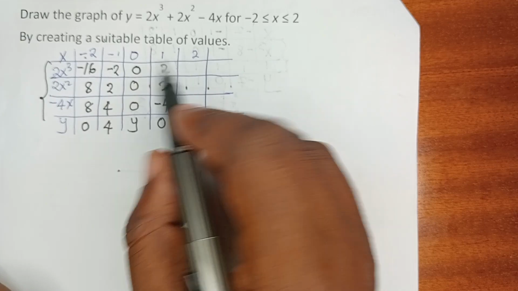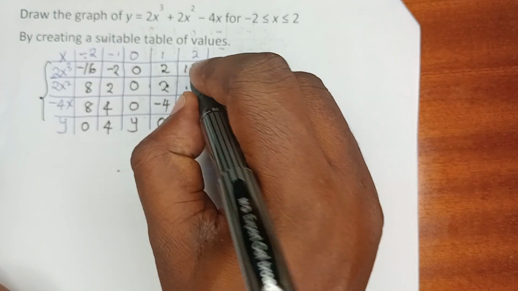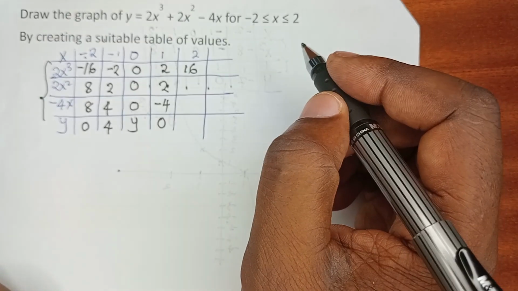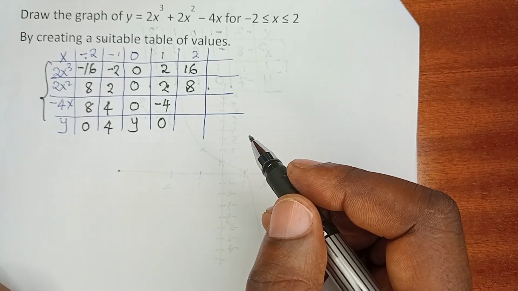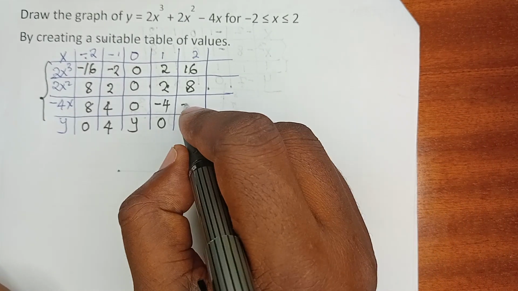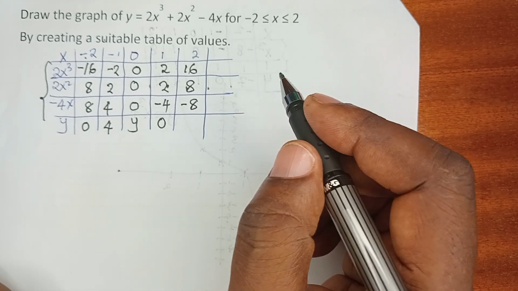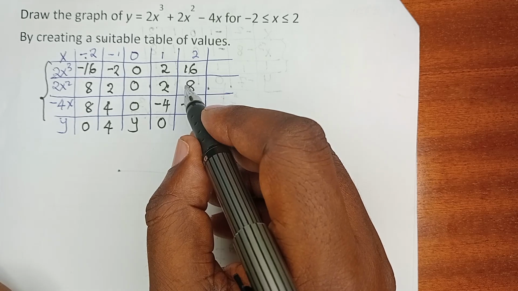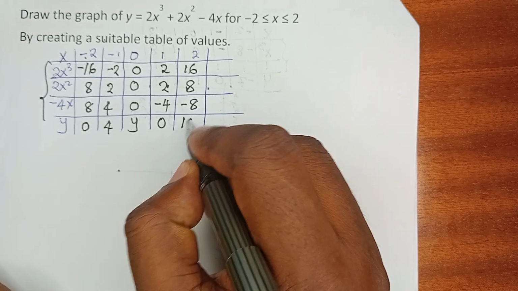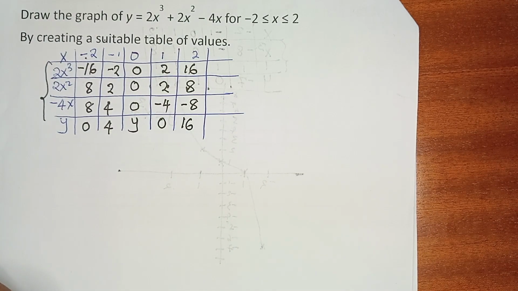When x is 2, 2 cubed is 8 times 2, 16. And 2 squared is 4 times 2 is 8. And of course, -4 times 2 is -8. And now y becomes 16 plus 8 minus 8, which is simply 16. And that is just what we have.